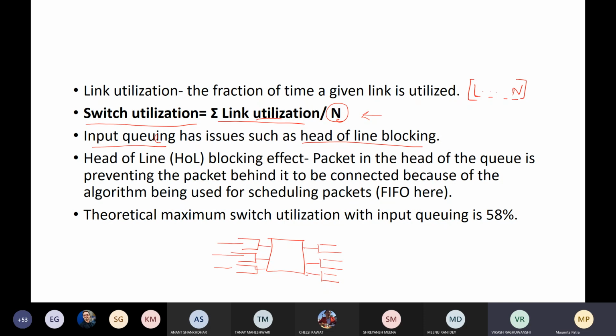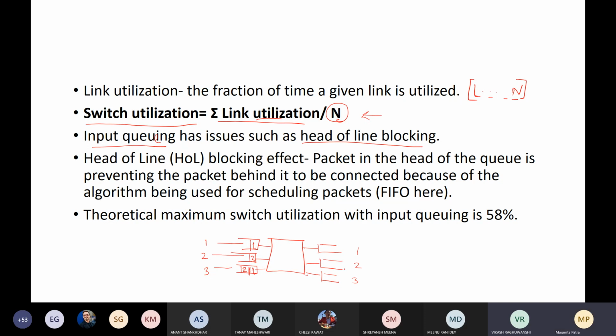Okay, now suppose there is a packet. These are input ports 1, 2, and 3. There's a packet here that wants to go to output port 1. There is a packet here that wants to go to output port 1. There is a packet here that wants to go to output port 3. Another packet has arrived at input port 3, which wants to go to output port 2.